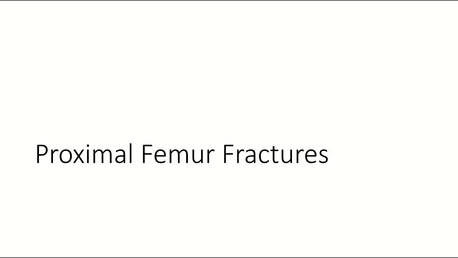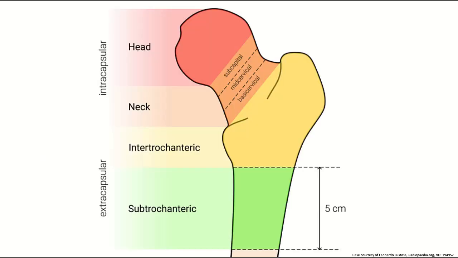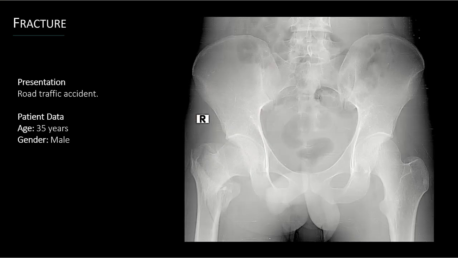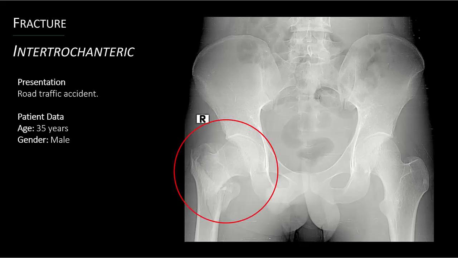Now let's look at some proximal femur fractures. Fractures of the femur are categorized into intracapsular within the hip joint or extracapsular. Can you see where the fracture is? This is known as an intertrochanteric fracture. Can you see it now?